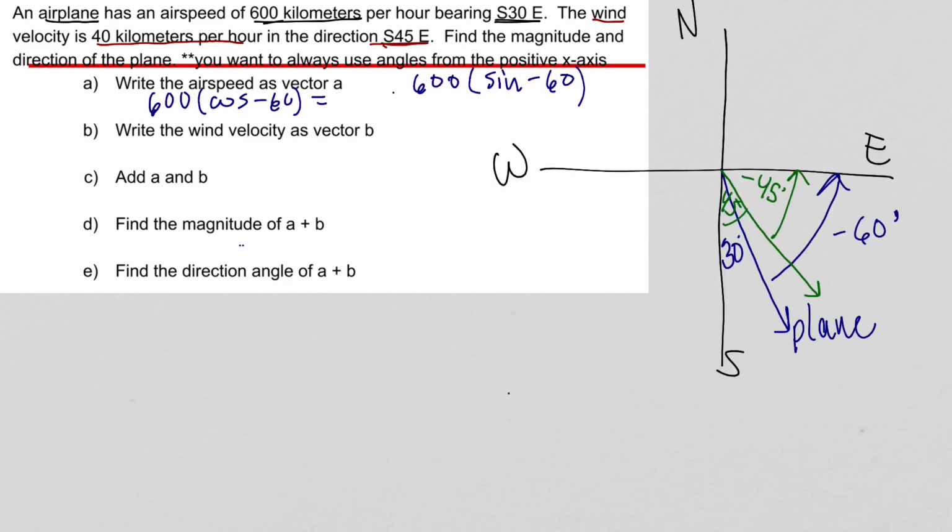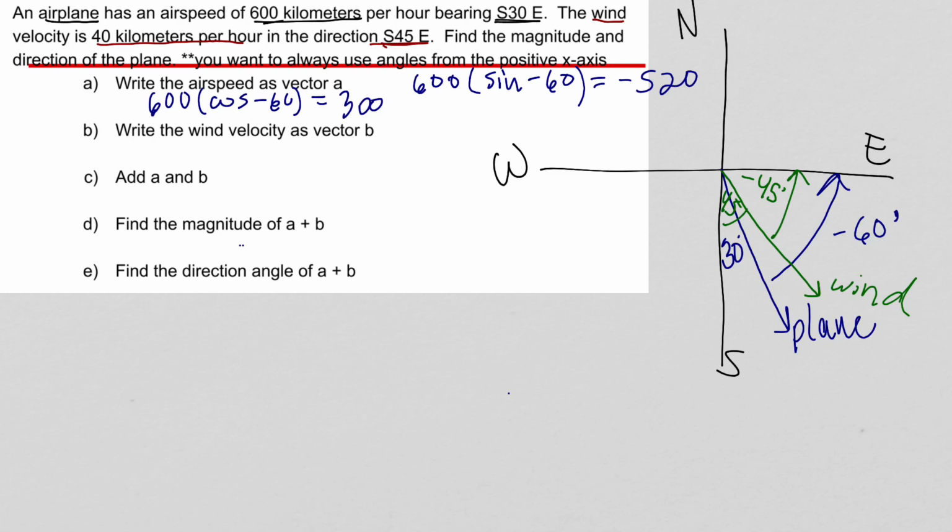Okay, so here are the two angles, south 30 degrees east and then south 45 degrees east. If you notice here, I'm using the angle again with the positive x-axis. So I'm using the angle that's going down from the east towards that 30, which would be a negative angle. So it'd be negative 60 degrees. And the same thing for the wind, I'm using that angle from the positive x-axis down to where it is, which would be negative 45 degrees.